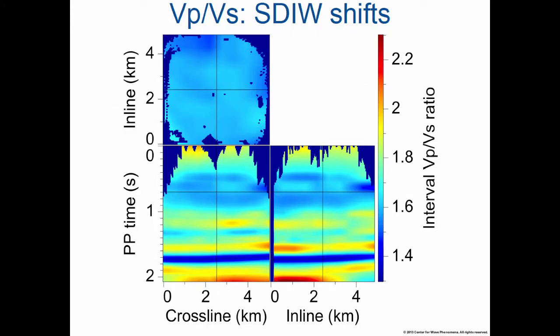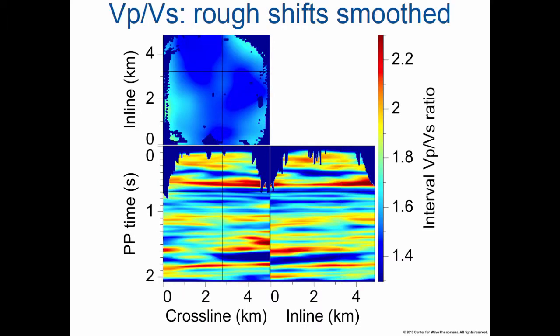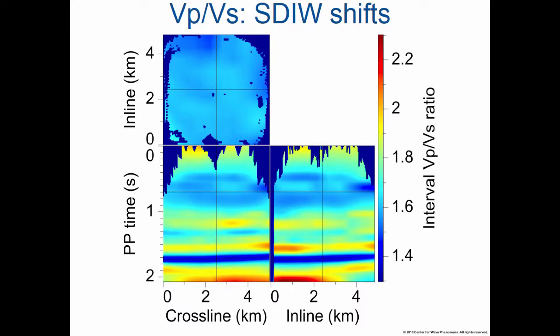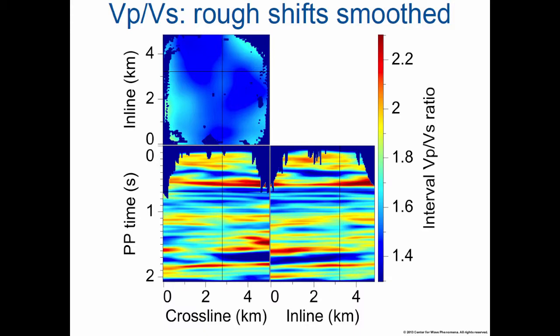So I can show you a quick example of this for the real data that I showed earlier. Here are the VP/VS ratios I showed at the beginning of the talk that were obtained from the smooth dynamic image warping shifts. And here are VP/VS ratios estimated from rough time shifts that have been smoothed. So you can see similar trends between these two images with high and low VP/VS values, but this image shows a lot finer detail, which looks great, but we've shown that this method is far less accurate and that we really don't think we can resolve this fine of resolution from using time shift information alone.